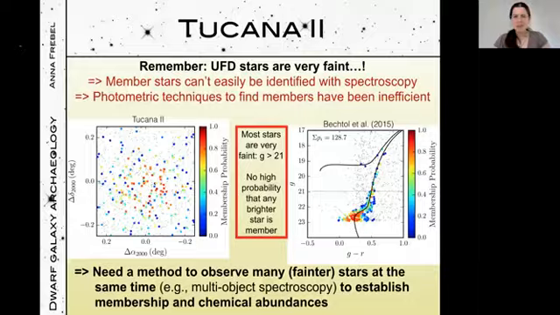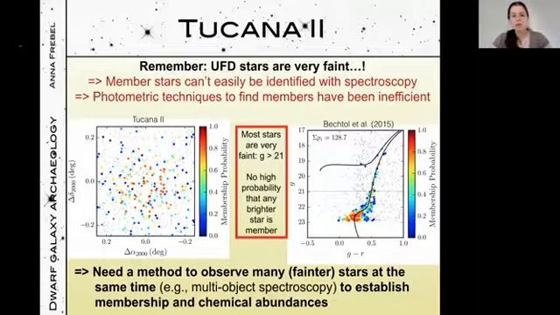Just a reminder, the ultra-faint dwarf galaxies are very faint. You can see on the right there that in Tucana II, most of the stars are fainter than 21st magnitude. When you're a high-resolution spectroscopist, that's bad news, because we can hardly go past 19th magnitude. And you can see from this probability coloring of the points that above 21st magnitude, the probability of catching members is also fairly low.